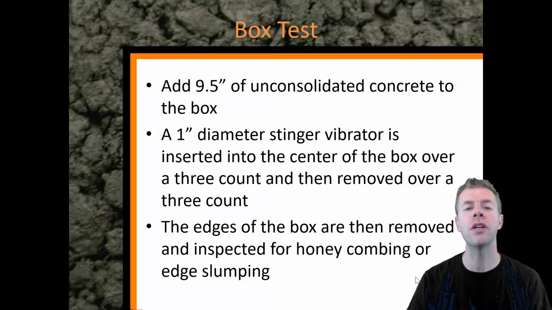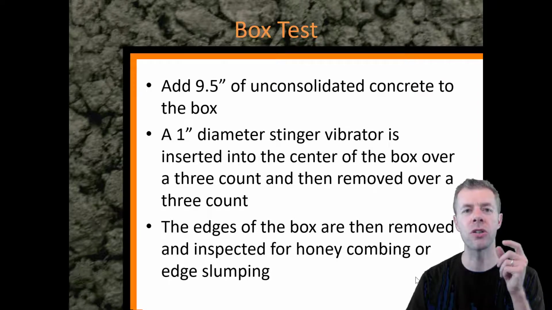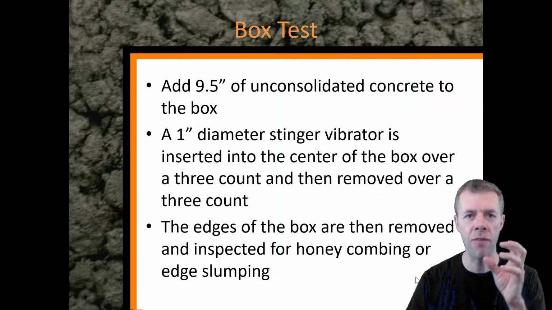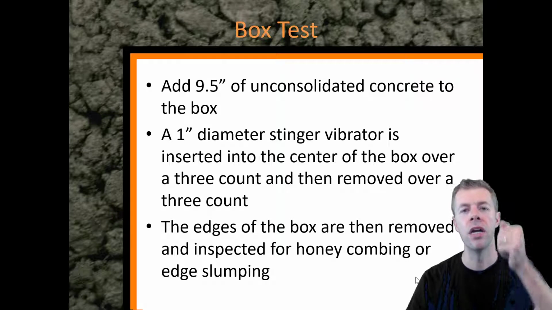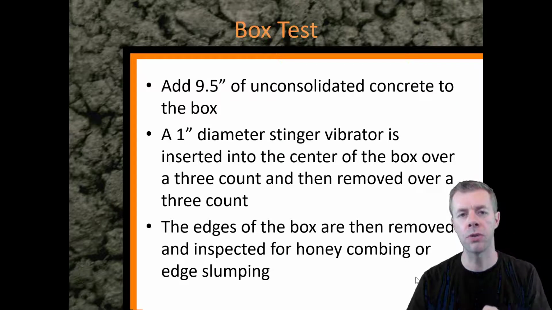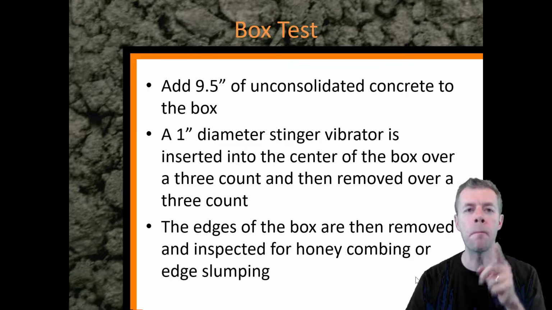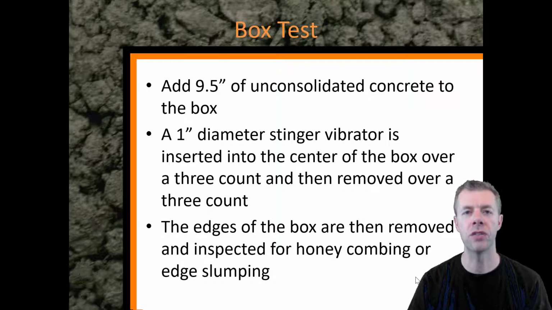And what you do is you actually fill the box full of 9.5 inches of unconsolidated concrete, and then use a 1-inch diameter stinger vibrator. This is not a paving vibrator. This is like a bridge deck vibrator. You turn it on as you count to 3 as it goes in and 3 as it goes out. You immediately take the clamps off and you look at the edges and you look for honeycombing and edge slumping.